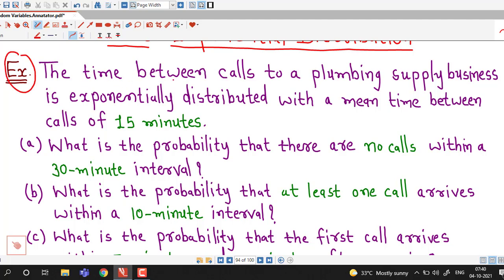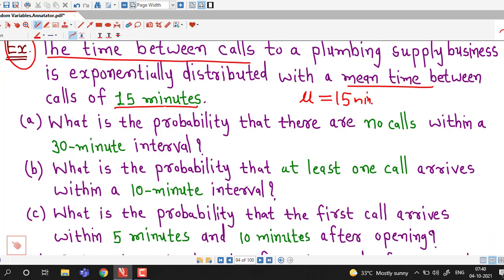The time between calls to a plumbing supply business is exponentially distributed with a mean time between calls of 15 minutes. So it is given that time between calls is an exponential random variable with mean equal to 15 minutes. Now using this information we have to find these different probabilities.